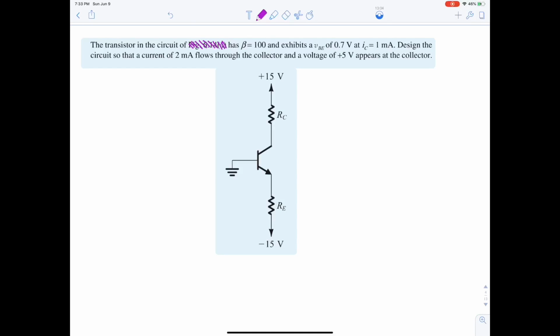And exhibits a VBE of... so we have beta equal to 100. We have VBE equal to 0.7 volt at IC equal to 1 milliampere. Design means find all the unknowns. Design the circuit so that a current of 2 milliampere flows through the collector, meaning IC is 2 milliampere, and a voltage of 5 volt appears at the collector. So VC is equal to 5 volt.